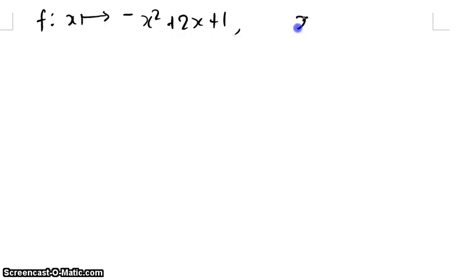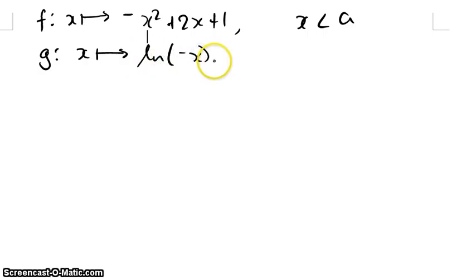This is a video tutorial for tutorial 4 question 2. So in this question we're given two functions, f that maps x onto negative x squared plus 2x plus 1, where x is less than some constant a, and we're given the function g that maps x onto ln of negative x, and this only works for x's between negative 1 and 0.